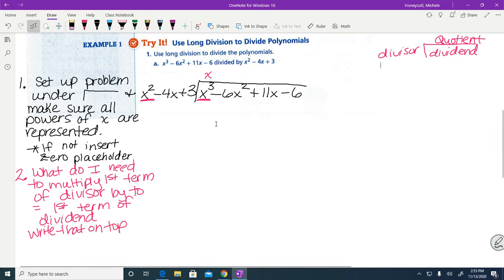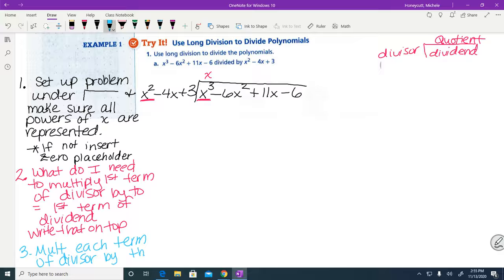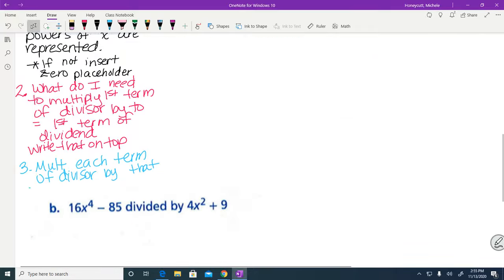Okay, next step. Step 3. You're going to multiply every term of the divisor by that number you just came up with, and write below.